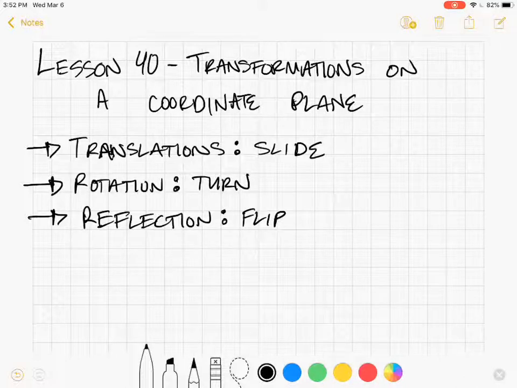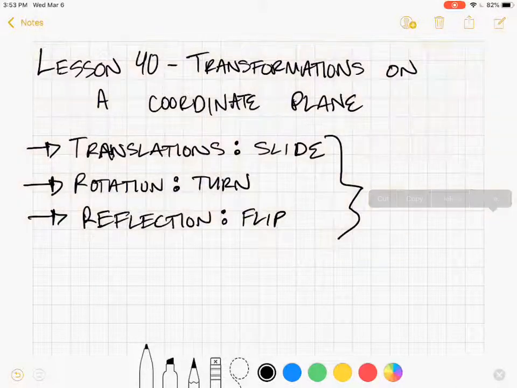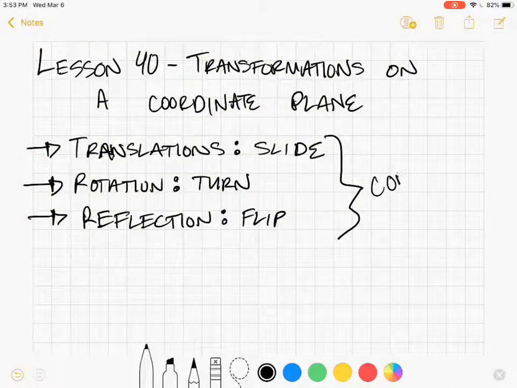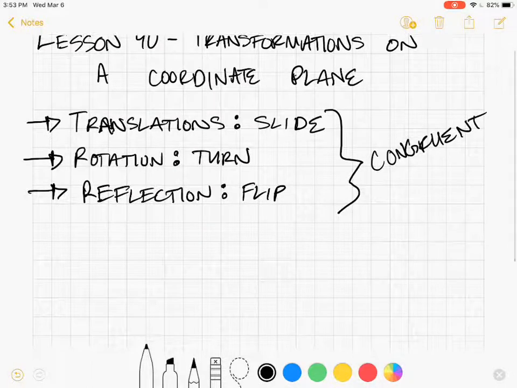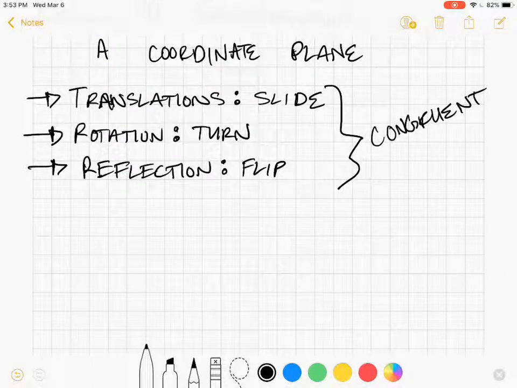So those are the three types of transformations that we have gone over so far, and all of those make congruent shapes. So if you translate a triangle, the triangle that's been translated is going to be congruent. If you rotate a square, the square that you rotate is going to be congruent. And if you reflect a rhombus, the rhombus that you have reflected is going to be congruent.